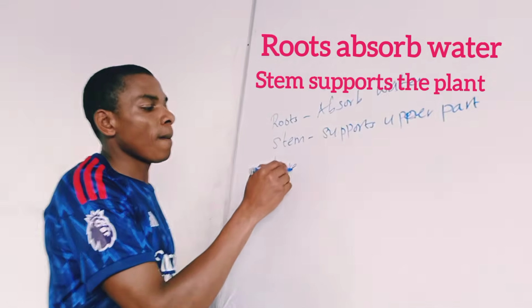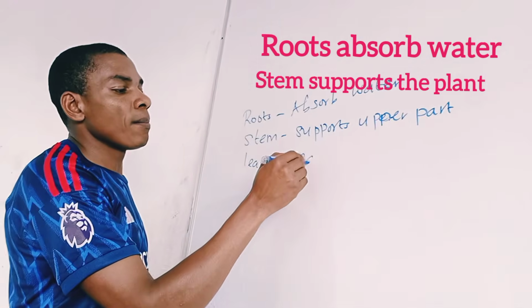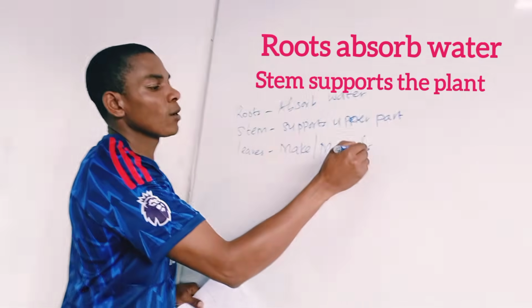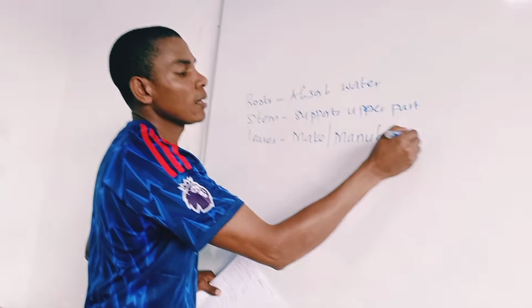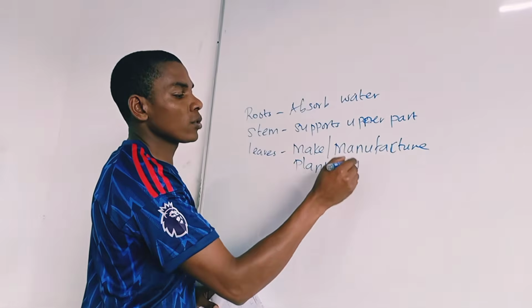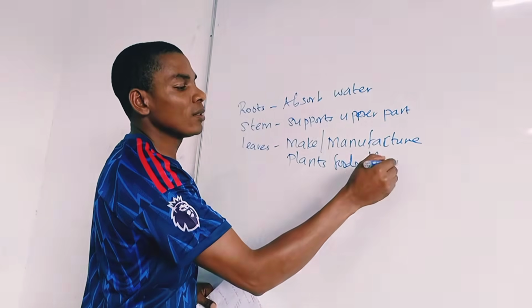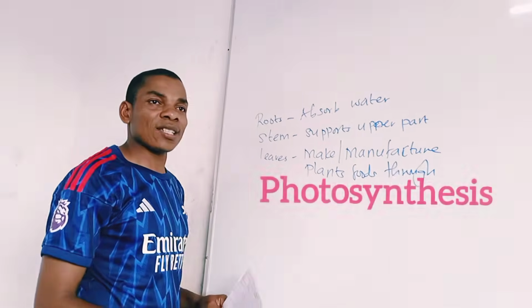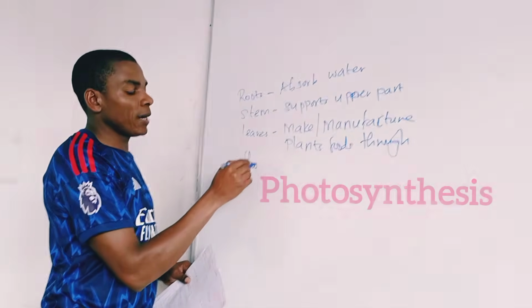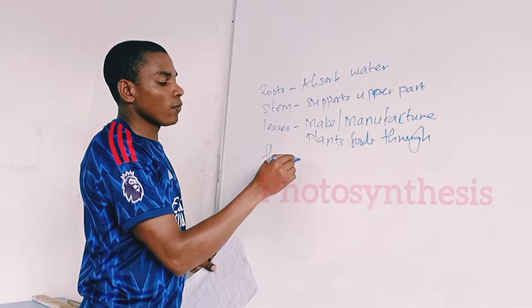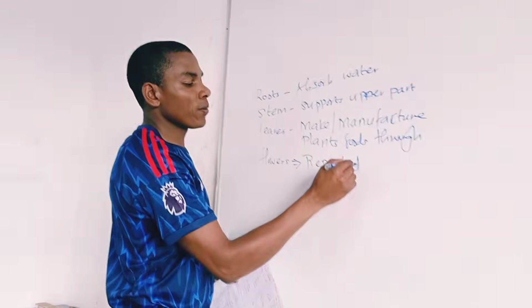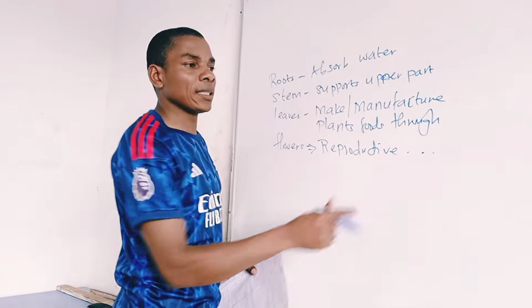Leaves make or manufacture the plant's food through a process called photosynthesis. Then flowers, these are the reproductive part of a plant.